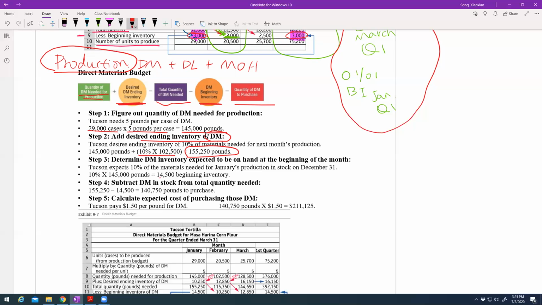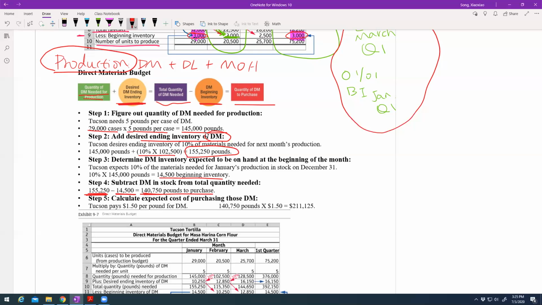But you also have the beginning inventory. So in total you need these pounds minus the beginning pounds you already had, to get the total pounds you need to purchase. So we need to purchase 140,750 pounds to produce our product.